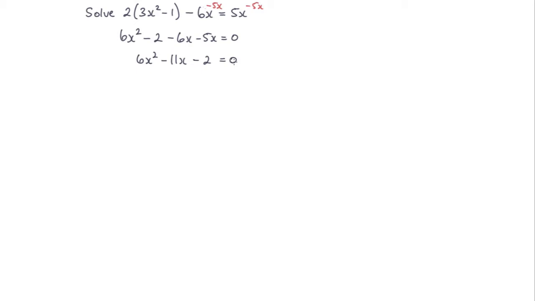Now what I can do is to apply the quadratic formula for here to actually solve for x. And if you can recall, the quadratic formula is we have minus b plus or minus the square root of b squared minus 4ac, and that's all over 2a.